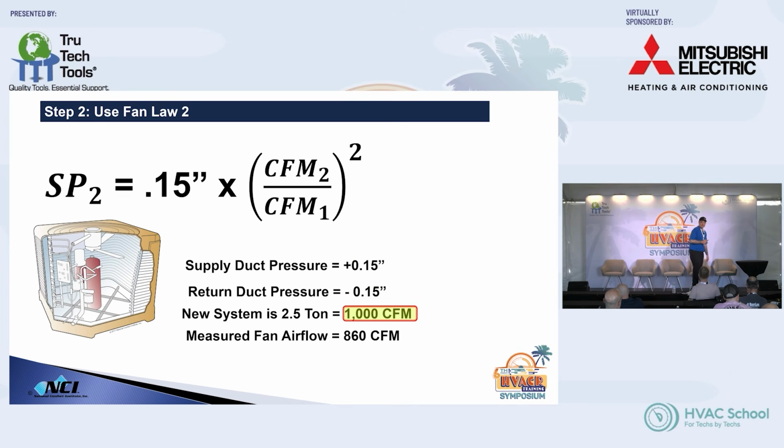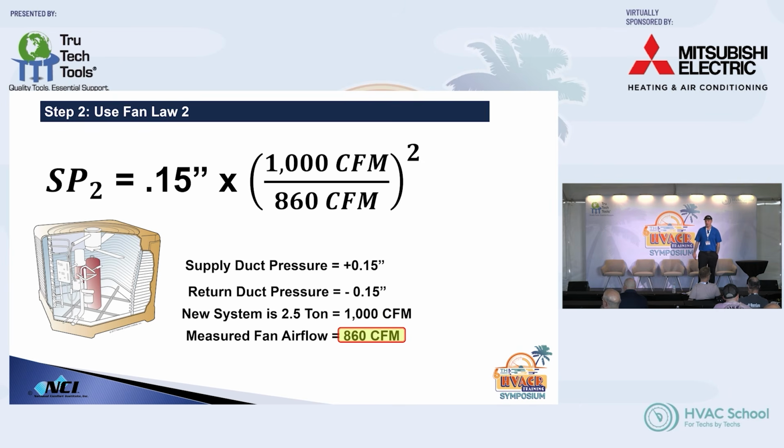So our new system is 1,000 CFM, and our measured airflow is 860. So now we're going in the opposite direction. We're increasing the airflow. We're installing a 2.5 ton system. We have our new system. What we want on the top is 1,000 CFM.